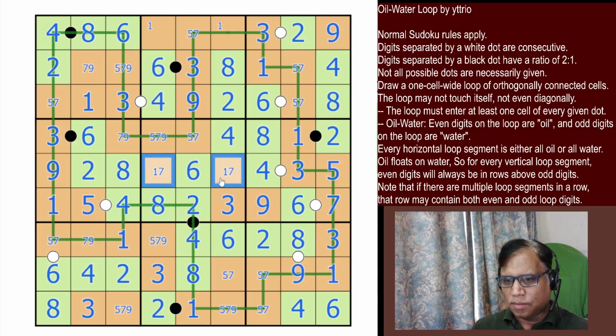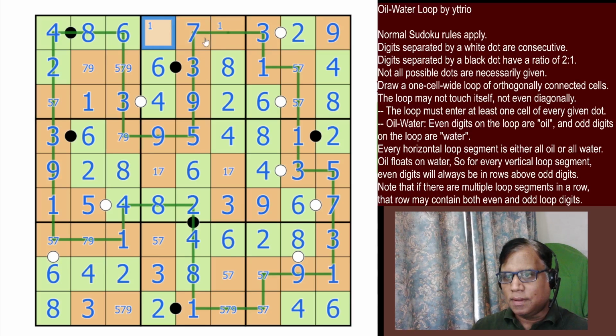I can remove the pencil mark. That means that's not 7. That has to be 5. That has to be 9. That's not 9. That's not 5. That's 7. Now this must be both 1, 5.